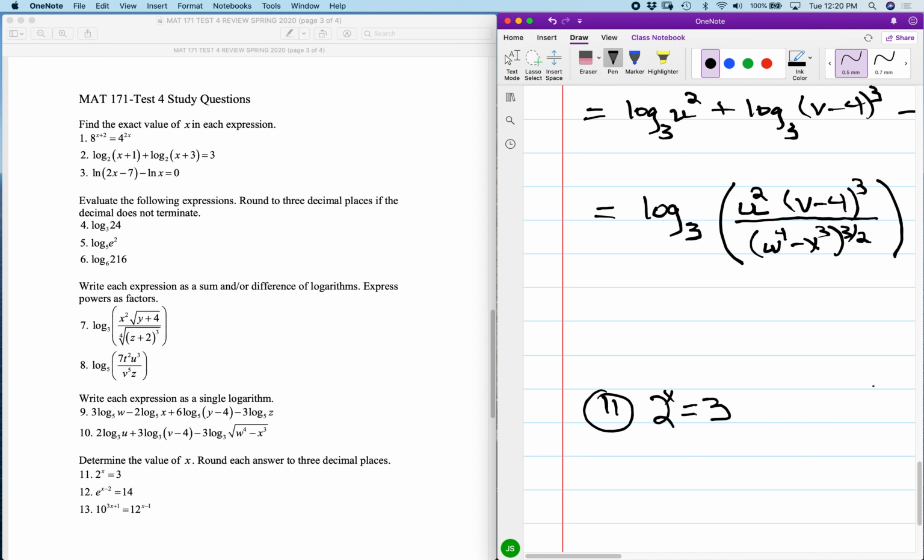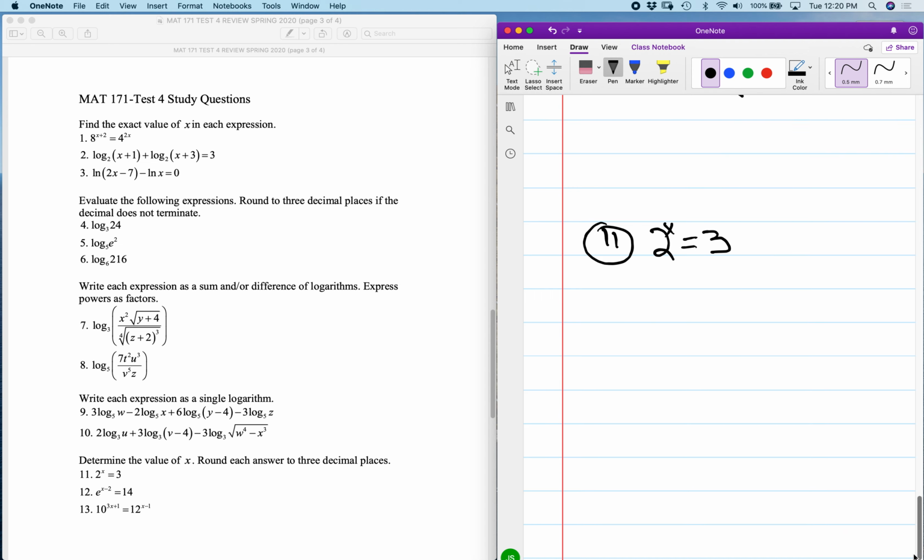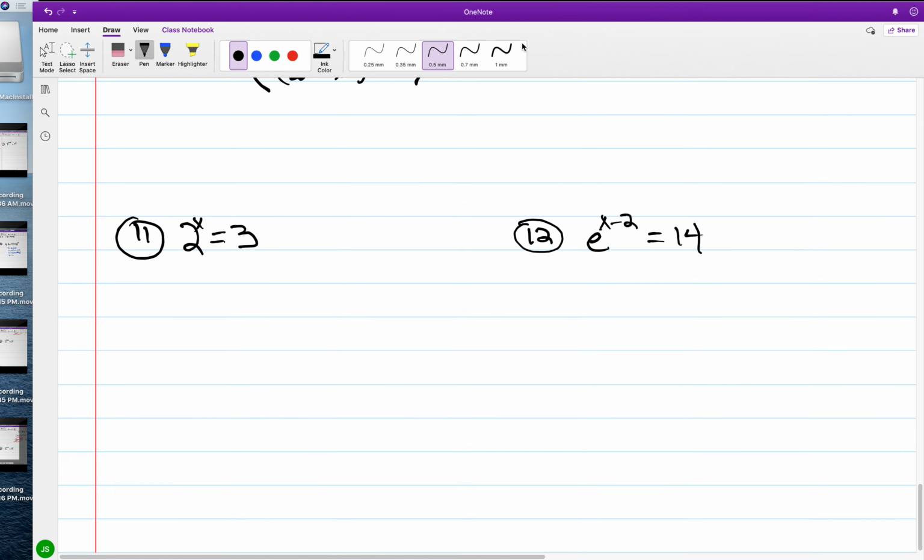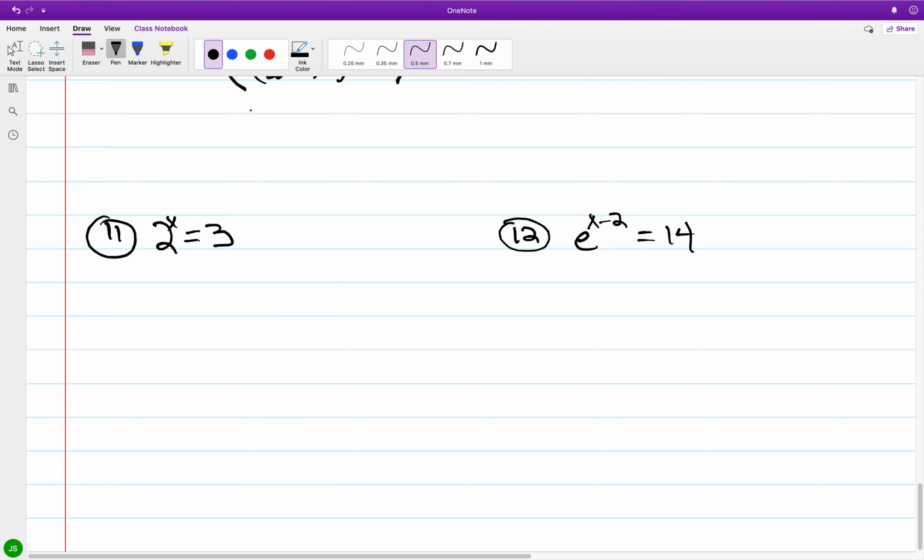Okay, for numbers 11 through 13, it says to determine the value of x and to round each answer to the nearest 3 decimal places. For this remaining group, first we have 2 to the x is equal to 3. x is only on one side of the equation, so I can apply base 2 logarithms on both sides. The base 2 logarithm of 2 to the x, the logarithmic and exponential will cancel out, and we have x equal to the base 2 logarithm of 3.